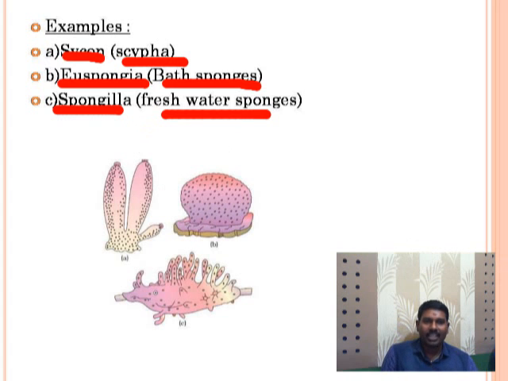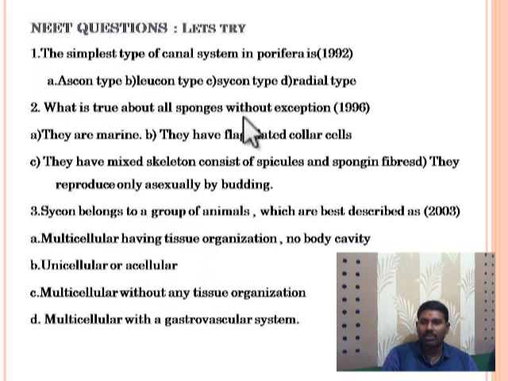Let's have a set of questions that were already asked in NEET. The primitive type of canal system in Porifera, the primitive or simple type, is Ascon. The most complex type is Leucon type.